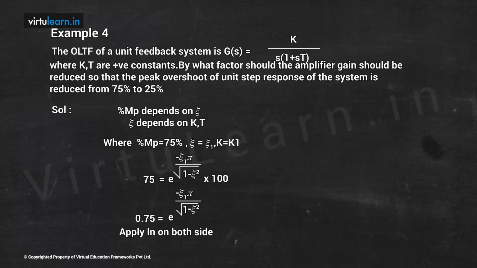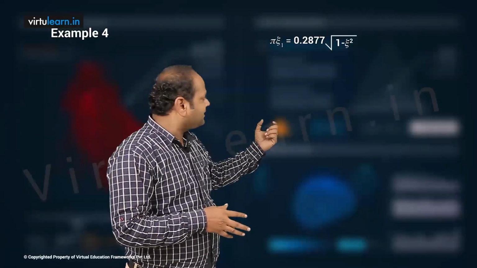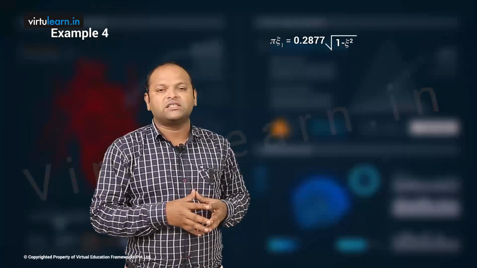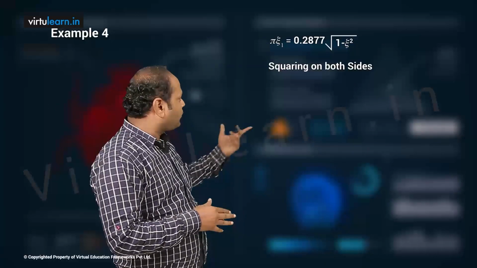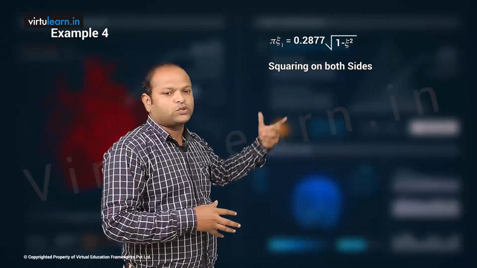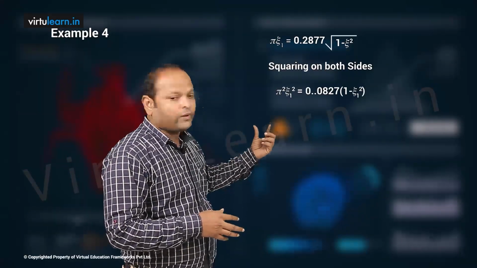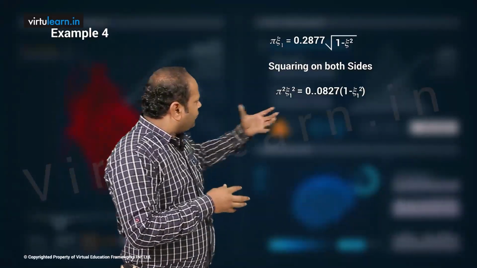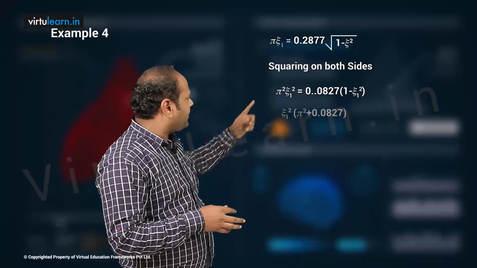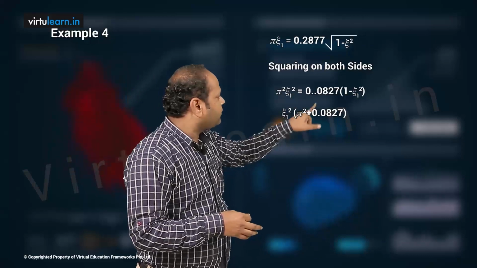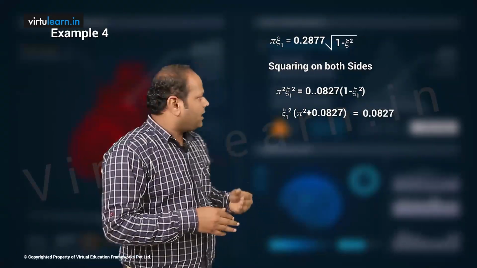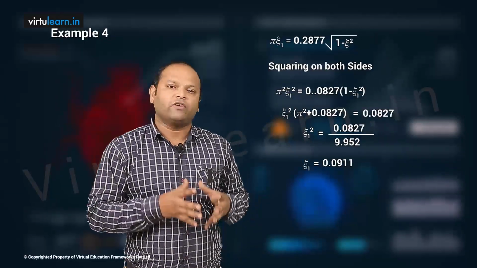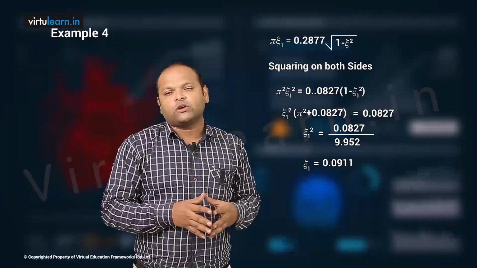When you apply the natural logarithm on both sides, you get minus 0.2877, and we can simply cancel the e power term. The remaining terms will be minus pi zeta 1 divided by the square root of 1 minus zeta 1 squared. Now I can square it. Before that you can cancel the minus, and when you square it you get pi squared zeta 1 squared equal to 0.0827 into (1 minus zeta 1 squared). With a simple rearrangement, zeta 1 squared into (pi squared plus 0.0827) is equal to 0.0827, and from this you can find zeta 1 squared and then zeta 1. Zeta 1 is finally 0.0911. This is the value for a percentage overshoot of 75%.